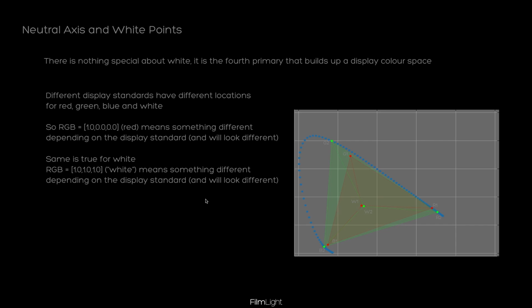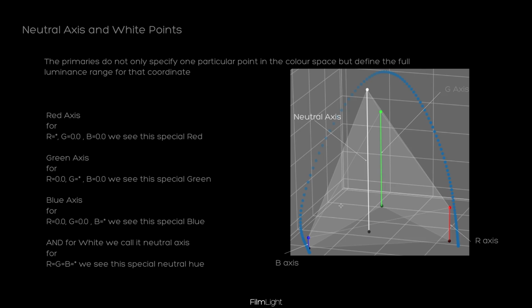The 4 primaries do not specify one particular point, but an axis which is associated with the same color chromaticity but with varying luminance. We arrive at the red axis for every display RGB value of red of something, green 0 and blue 0. They all fall onto this line. Same for green. For code values red 0, green something else and blue 0, we are on this line.